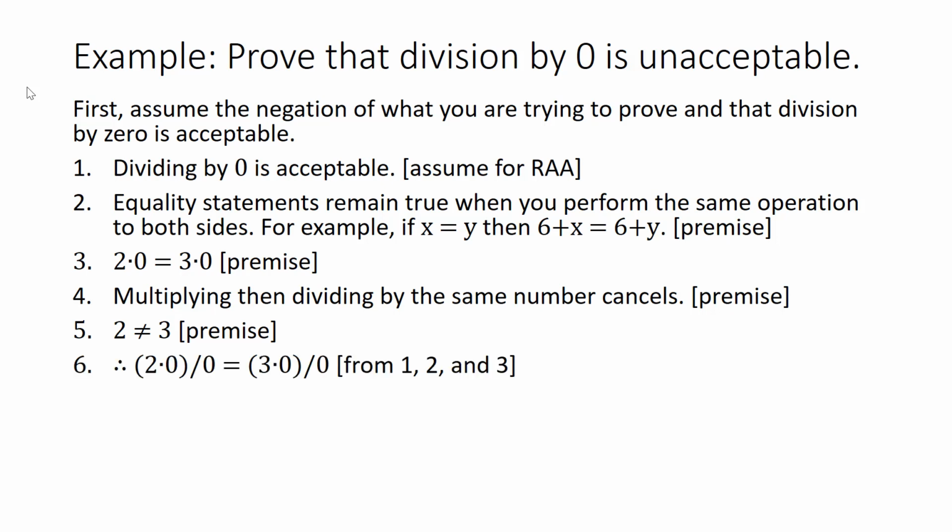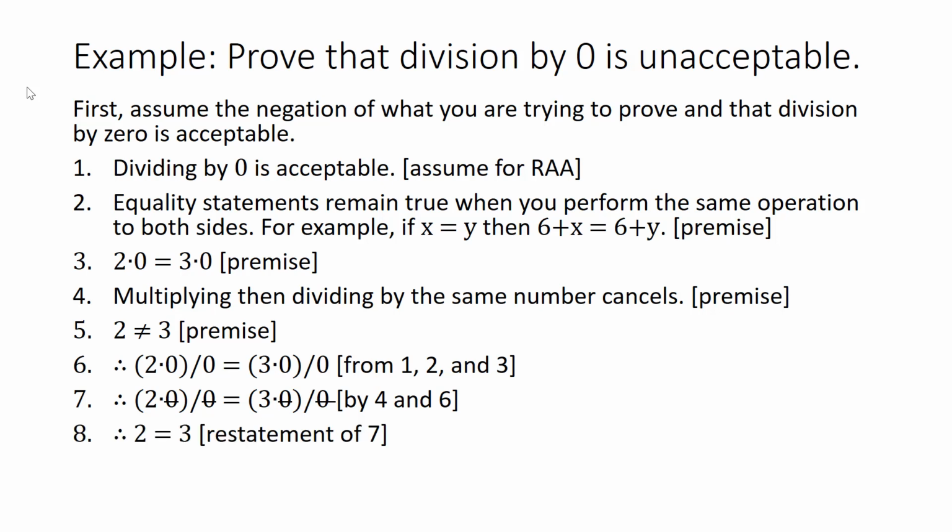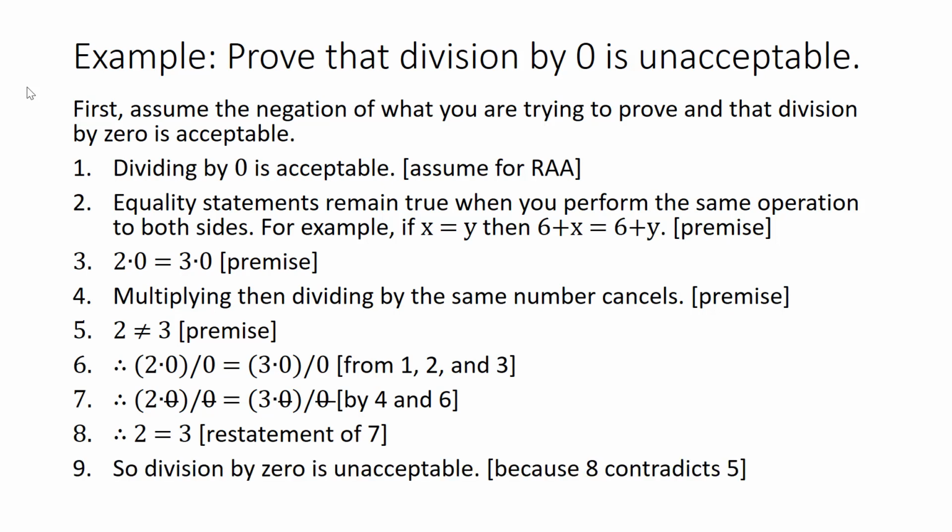If you put premises 1, 2, and 3 together, you get this. 2 times 0 divided by 0 equals 3 times 0 divided by 0. Because you know that 2 times 0 equals 3 times 0. We're assuming it's acceptable to divide by 0. So we could do the same thing to both sides and preserve the equality. But by premise 4, multiplying by 0 and then dividing by 0 would cancel, and we'd get that 2 equals 3. But 2 equals 3 contradicts 5, so we know that either one of our premises is false or that our assumption is wrong.